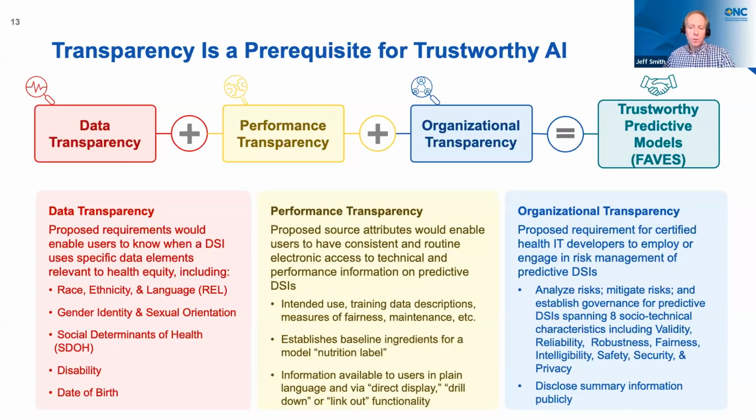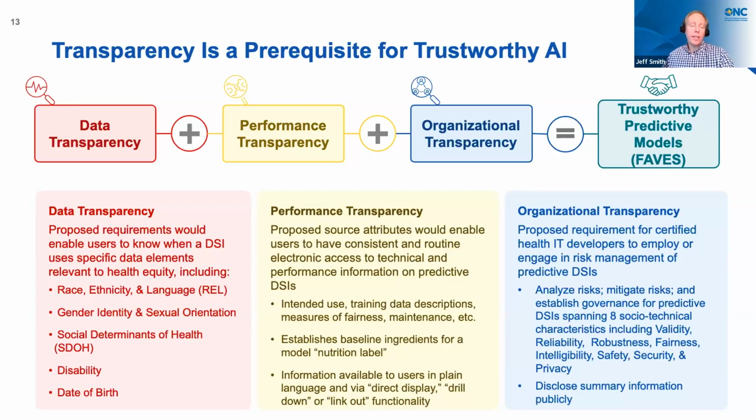So in the HTI-1 proposed rule, we proposed that developers of certified health IT that enable or interface with predictive models would have to give users information on whether or not race, ethnicity, language, gender identity, sexual orientation, social determinants of health, disability, and age were part of the predictive model. Now, this isn't a judgment. This isn't a question of whether or not it is appropriate to include those data elements as part of the model. But we thought it would be important for users to understand if race was a significant contributor to how the model developed an output.